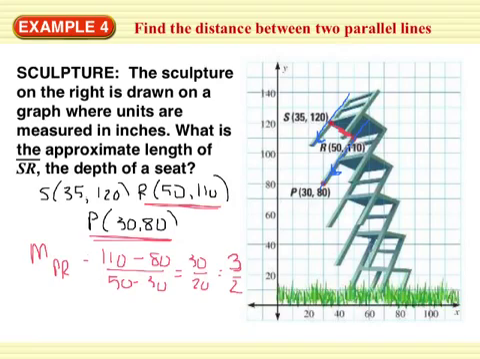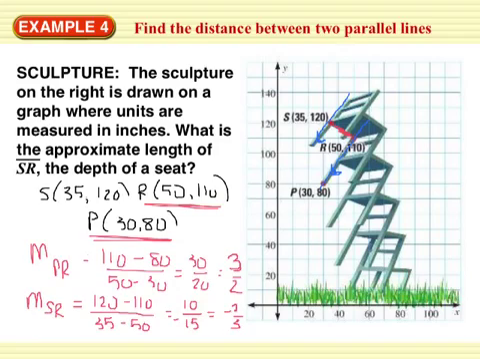Okay, let's look at SR. The slope of SR. 120 minus 110 over 35 minus 50. So I have 10 over negative 15, which simplifies to negative 2/3. Thank goodness they are perpendicular. Opposite reciprocal, they're perpendicular. Okay, I need another page to work on, so let's fast forward.